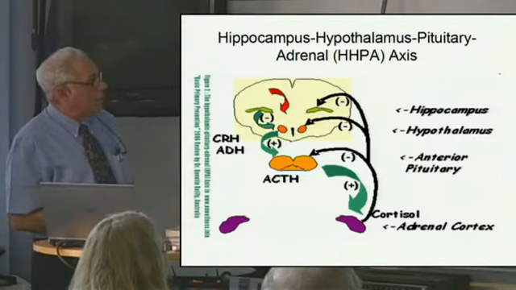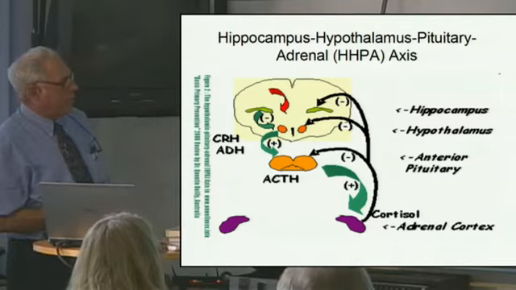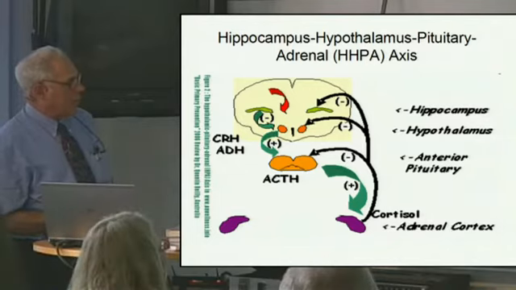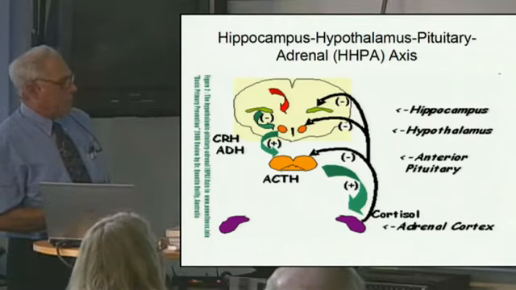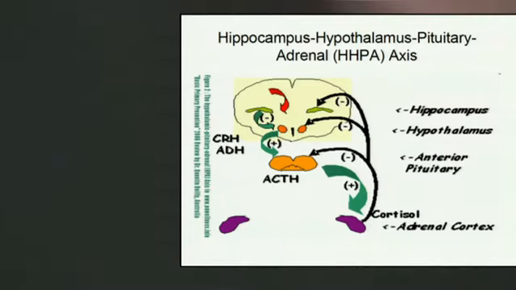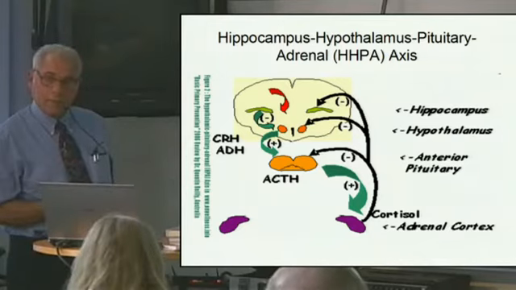And here's the HPA axis. It's actually, I've got HHPA because I put hippocampus on here as well. But you have the hippocampus, and then you have the hypothalamus, the pituitary, and then here are the adrenal glands. And you know there's the feedback system here that's supposed to regulate the cortisol output. But the problem is with the ACTH, it's not made properly, and so that's what messes up the regulation.